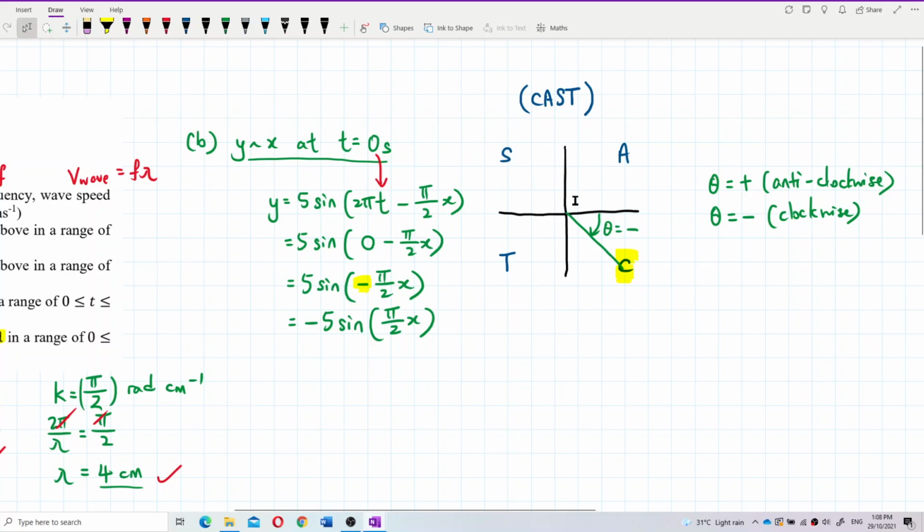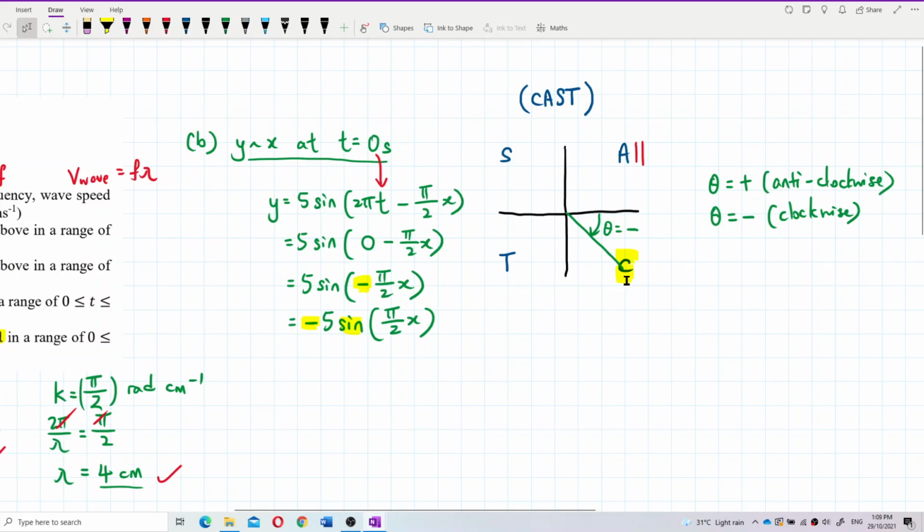If you are inside your own region, like for this, A is for all, that means this is all. This A means for all. This S means for sine. This T is for tangent. C is for cosine. Now you are in other people's region. That's why you will become negative sine. Okay? Because you are in other people's region, cosine.